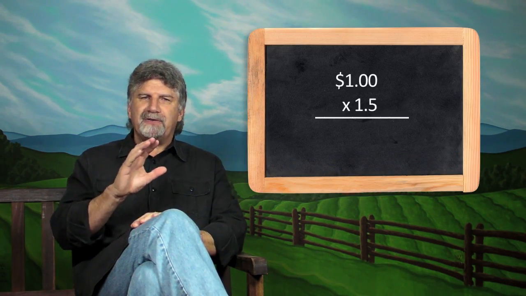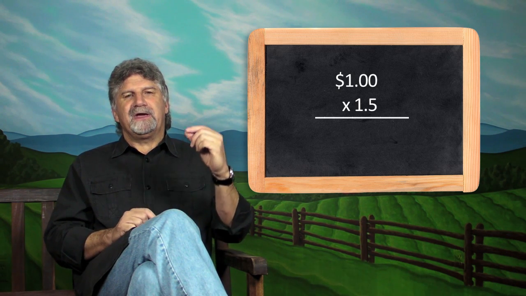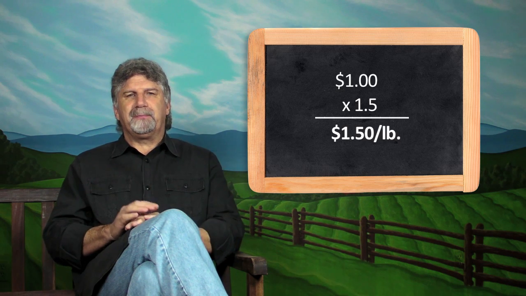Now, if we were going to mark that product up by 50%, very simply what we would do is multiply our cost of goods by 1.5. That gives us 50%. If we were going to get 30%, we'd do it by 1.3, and so on. So if we mark that up by 50%, we come to a selling price that's $1.50 per pound. That's using markup, but that doesn't give us a 50% margin.